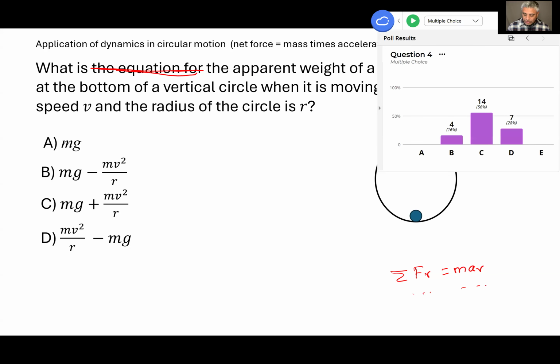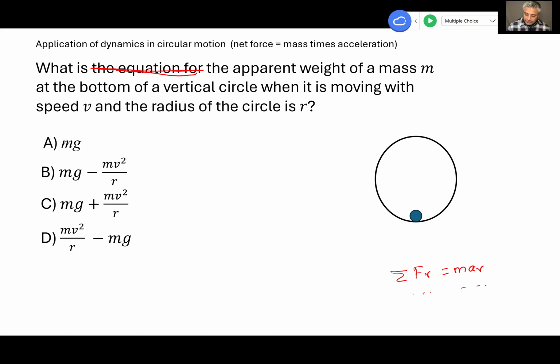Let's see how we did here. So mostly C, but there are B and D as well. Nobody chose A, that is good, because A is not the correct answer here. So let's draw a free body diagram here. Oh, looks like I need a bit more room here.